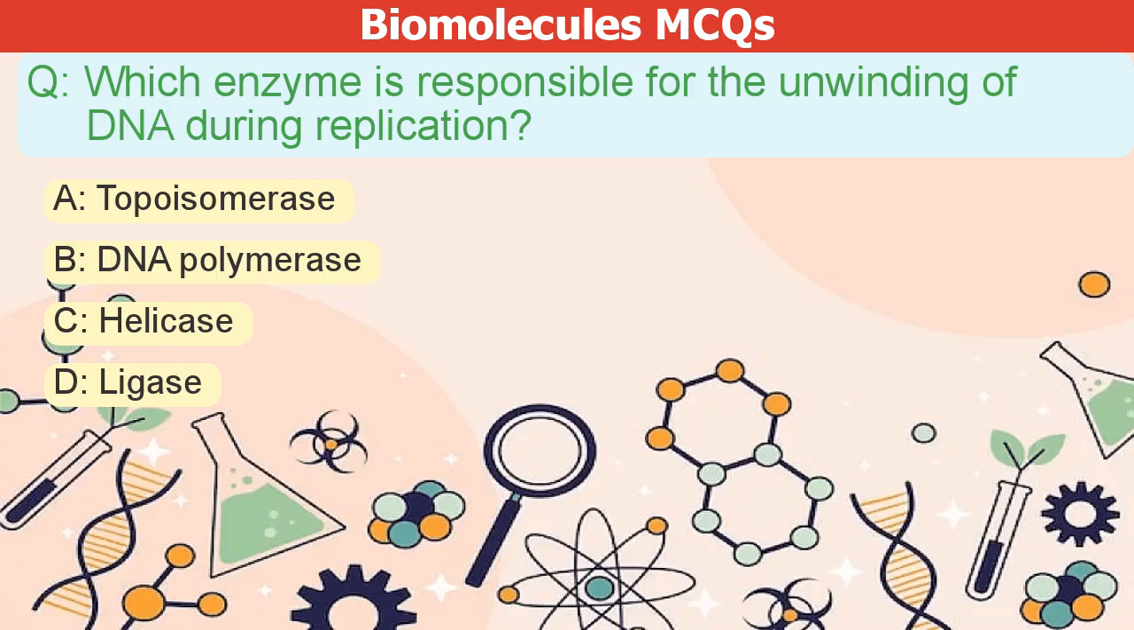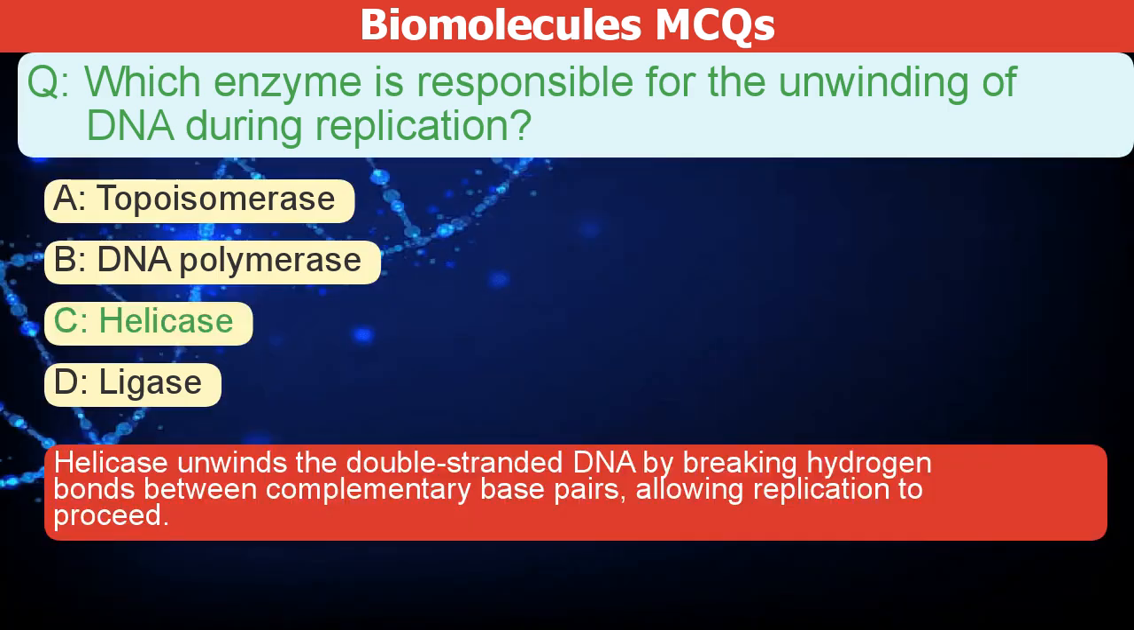Which enzyme is responsible for the unwinding of DNA during replication? A. Topoisomerase. B. DNA polymerase. C. Helicase. D. Ligase. The correct answer is C. Helicase unwinds the double-stranded DNA by breaking hydrogen bonds between complementary base pairs, allowing replication to proceed.